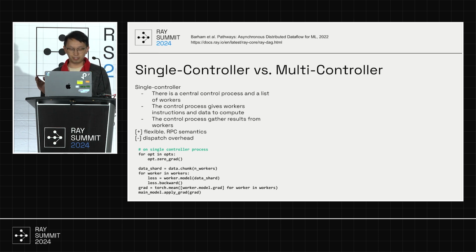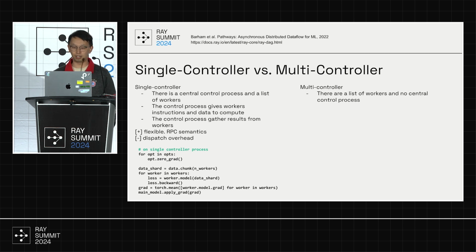The benefit of this approach is that it's very flexible, because every program is defined by this single process controller, so I can do anything. I don't need to handle distributed things, because they are handled by the workers, and I don't care how the distributed part of the workers is done by PyTorch. But there's a problem: I have to send the data and the instructions to the remote workers, so there's a large dispatch overhead.